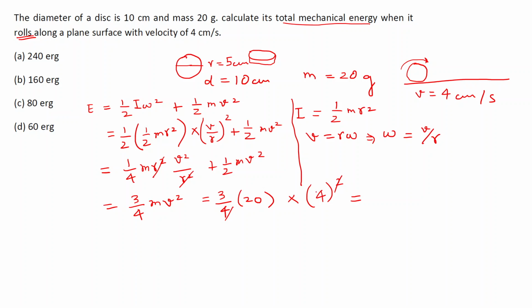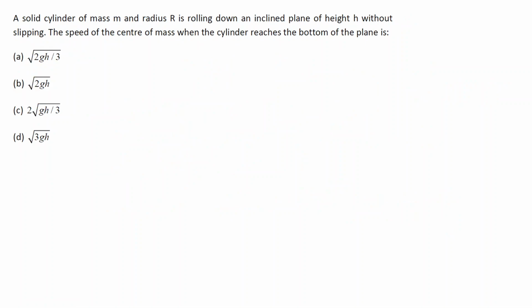So this 4 will cancel 1 by 4. We will be left with 3 times 20 times 4. That will be 240. 240 erg, because this is the energy that we are calculating, and its CGS unit is erg. So the correct answer is 240 erg. And we have one more question.